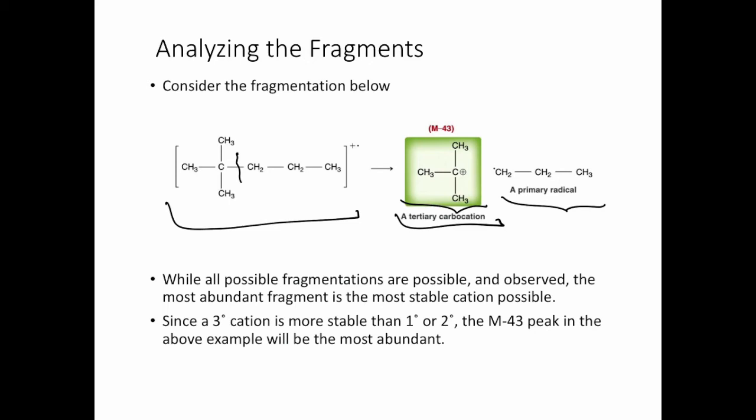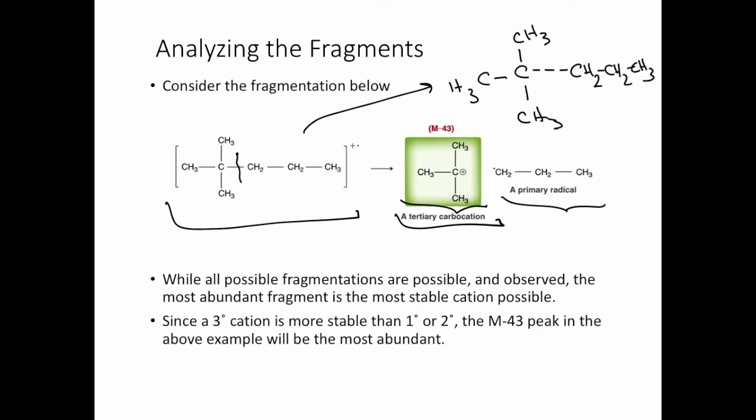Now you may be wondering, how would you draw a mechanism for this to illustrate the electron flow? So we'd want to redraw this where we're going to remove the electron from the sigma bond that ends up being broken. And so I'm going to draw a dashed bond to indicate that there's only one electron in that bond.